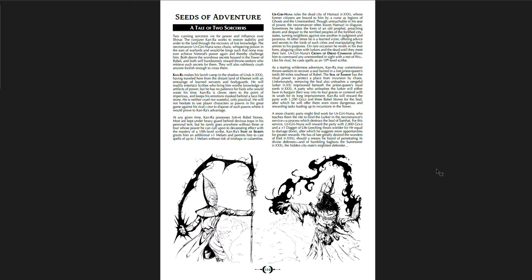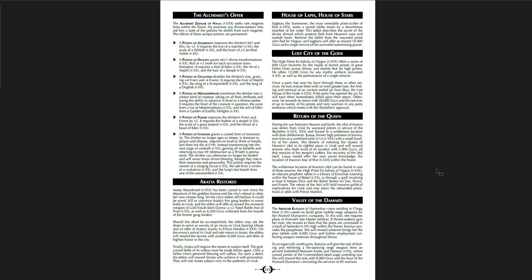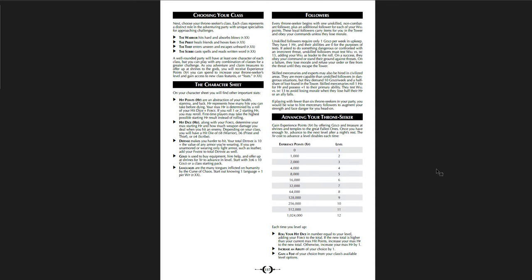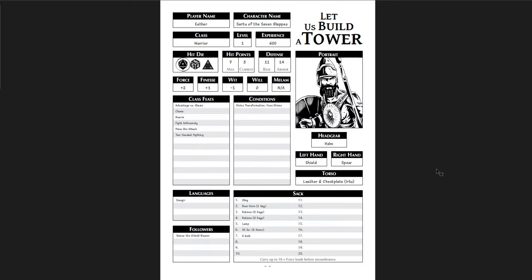Seeds of Adventure. So there's a couple of campaigns. This Tale of Two Sorcerers, The Alchemist's Offer, Arada Restored, House of Lapis, House of Stars. And then How to Get Started, Advice to Throne Seekers, and how to play this particular game if you want to play this as the game run. You can obviously use any system, but this is the system the game suggests. It's left for the last few pages actually.